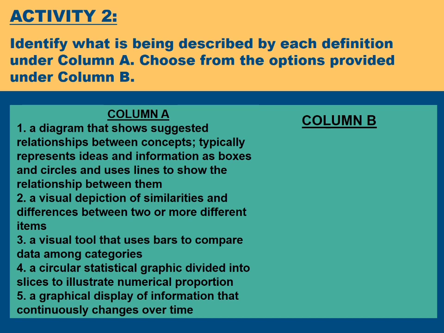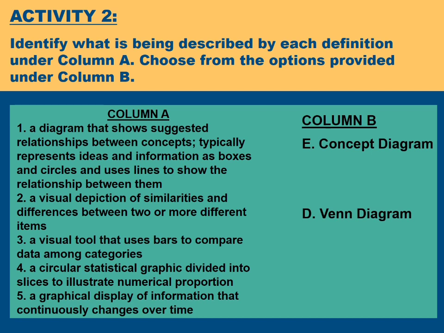Number 1, what is your answer? It is a diagram that shows suggested relationships between concepts, typically represents ideas and information as boxes and circles and uses lines to show the relationship between them. The correct answer here is letter E, concept diagram. How about number 2? A visual depiction of similarities and differences between two or more different items. It is letter D, Venn diagram.